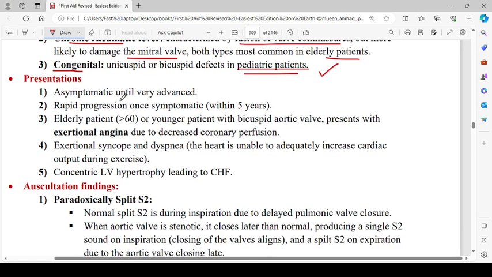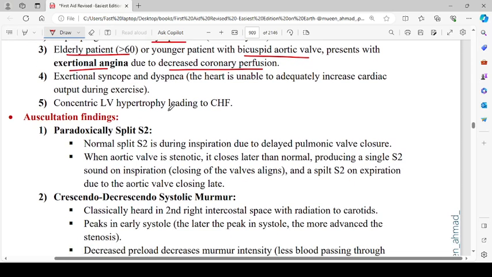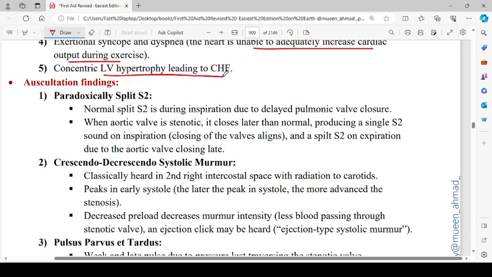Presentation: they are asymptomatic until very advanced. Rapid progression, once symptomatic within 5 years. Elderly patients more than 60, or younger patients with bicuspid aortic valves, present with exertional angina due to decreased coronary perfusion, exertional syncope and dyspnea. The heart is unable to adequately increase the cardiac output during exercise. Concentric left ventricular hypertrophy leads to congestive heart failure.